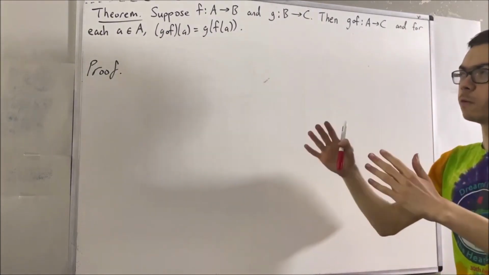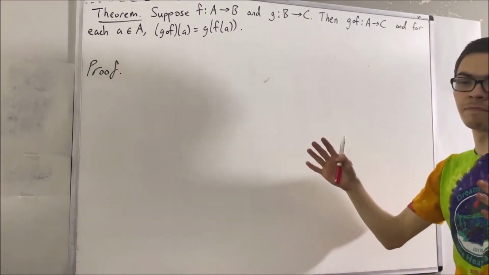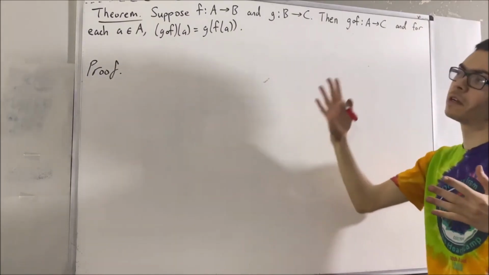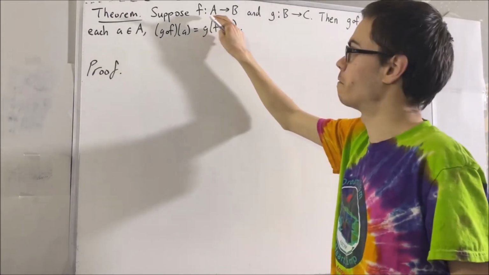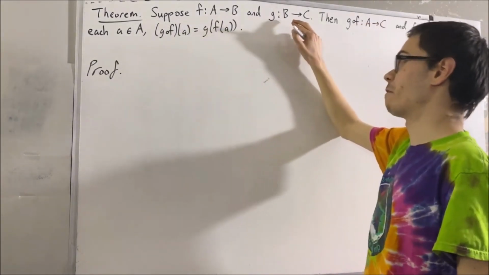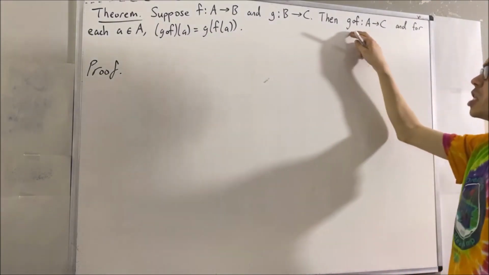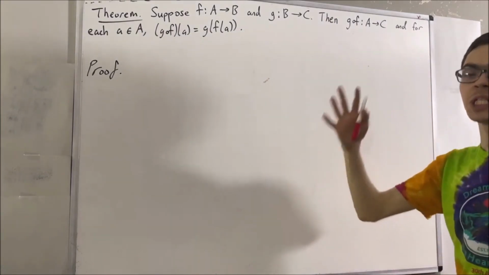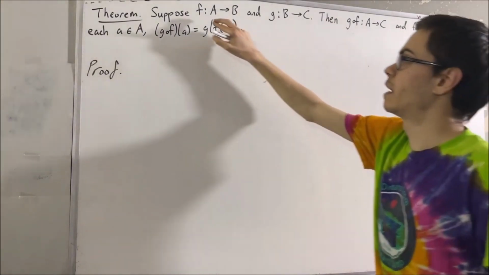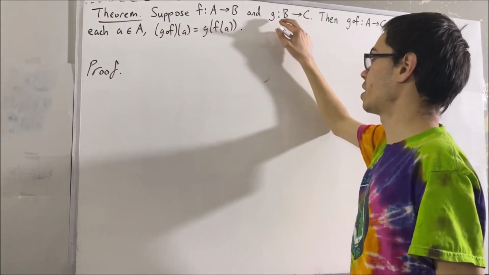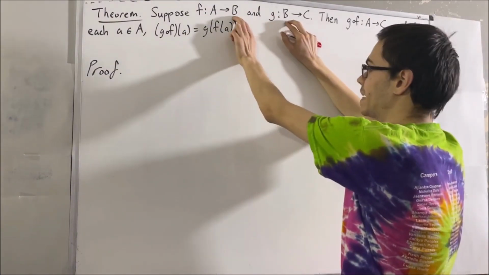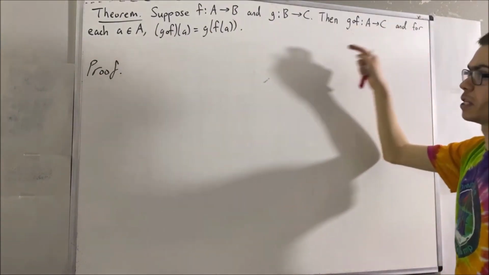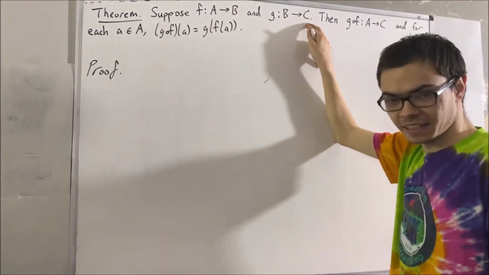Now, before we begin this proof, let's first get some context. First of all, we know that functions are relations. So really, we have that f is a relation from A to B, and g is a relation from B to C. Now, g compose f is also a relation. If we recall from compositions of relations, if f is a relation from A to B, and g is a relation from B to C, we can think of B as our intermediate set. And so really, we have that g compose f is a relation from A to C.